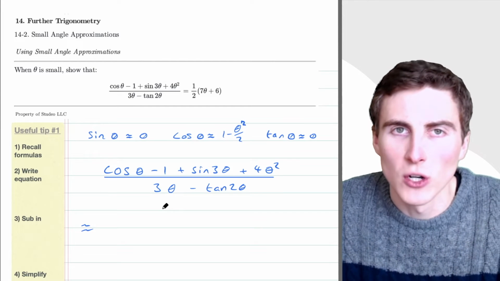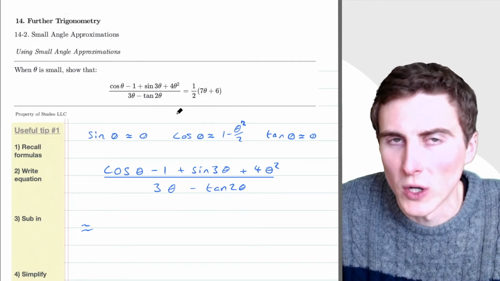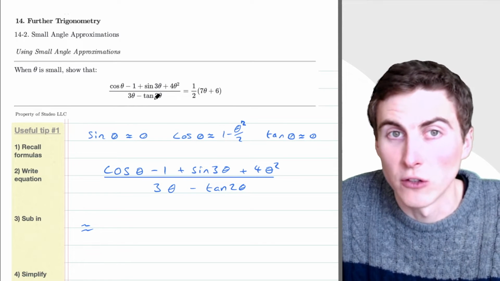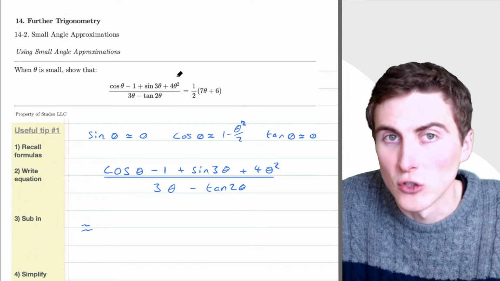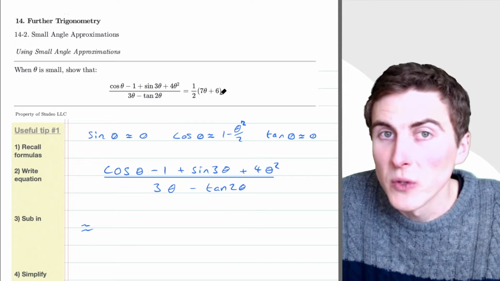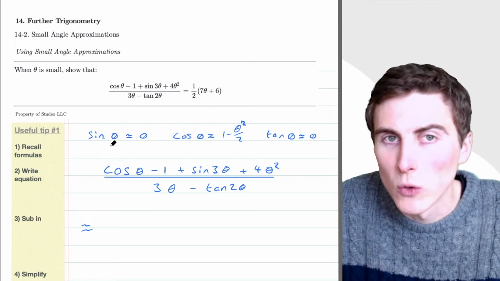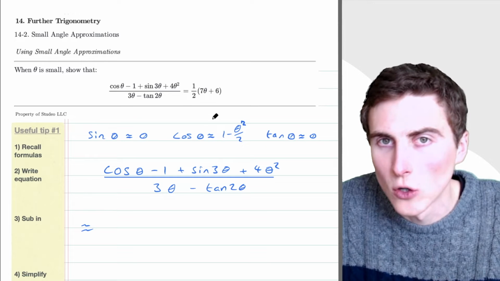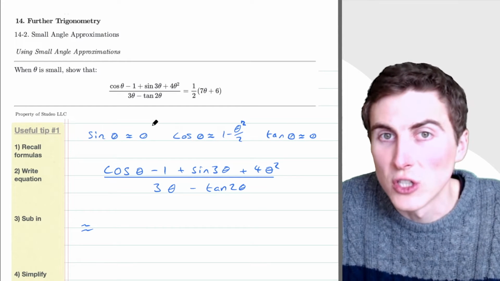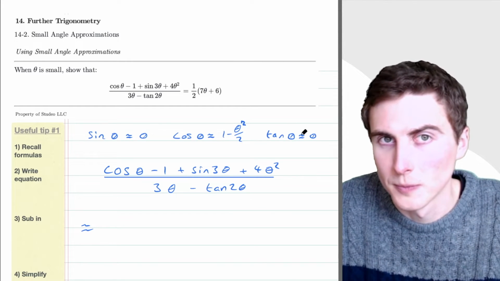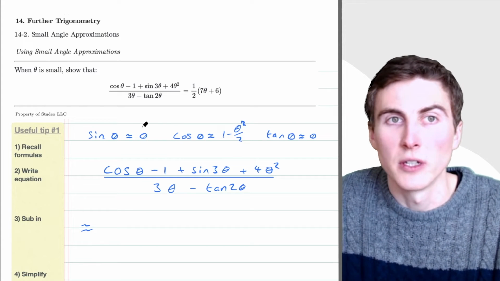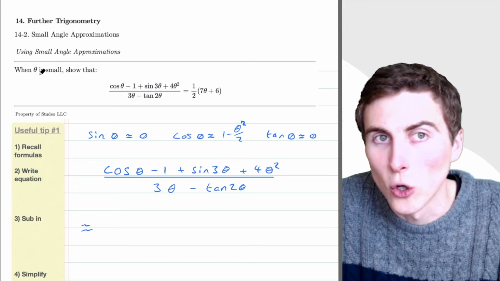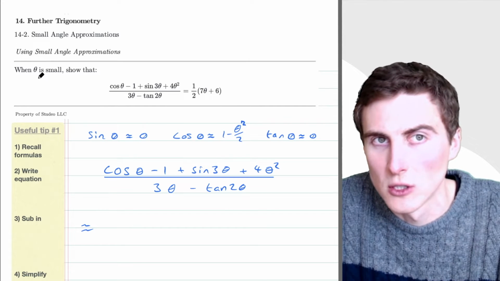Hello, so in this video we're looking at a certain type of question where they give you a complicated looking formula or expression and they ask you to simplify it. The way that we simplify it is we use our small angle approximation formulas to convert any sine, cos and tan functions just into some form of theta. The key in this type of question is that they'll say in the question when theta is small. So that's the clue that you can use your small angle approximations.